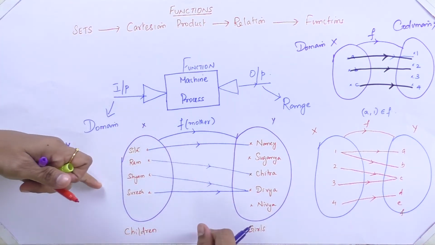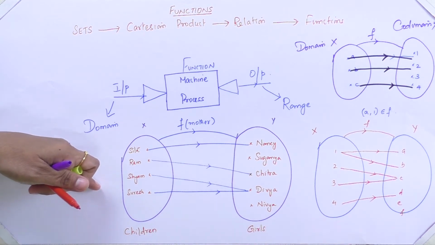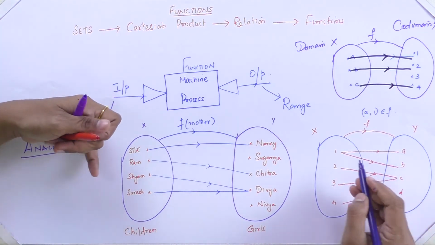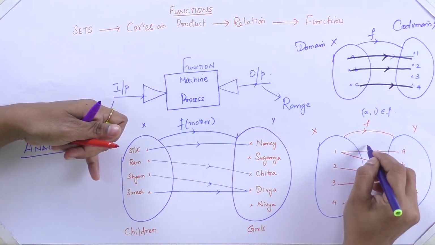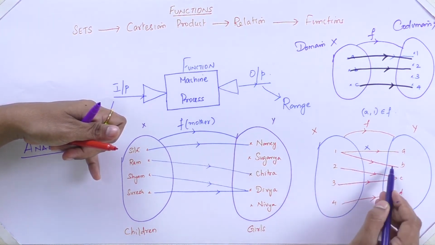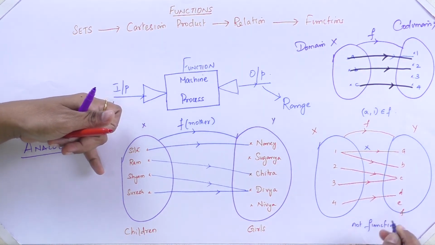Keep this analogy in your mind always. 2 or more children can have the same mother, but 2 or more mothers cannot have the same child. So that is the thing. This is not possible. That is, 1 cannot be assigned to A as well as it cannot be assigned to B. So therefore, it is not a function, right? Understood? This is not a function.